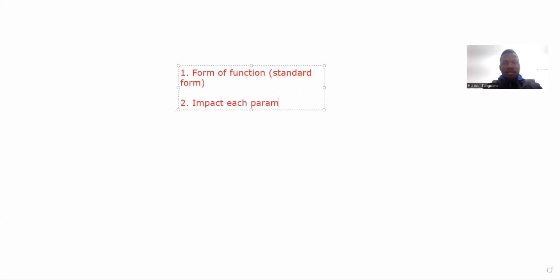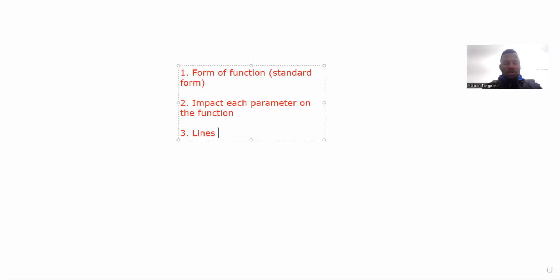Okay, so the most important things that you're going to focus on: firstly, understand the form of the function. Remember, in a quadratic, we mentioned there's a standard form. So this is the standard form that I'm talking about. What is the standard form for a hyperbolic function? You need to understand the impact of each parameter on the function, right?